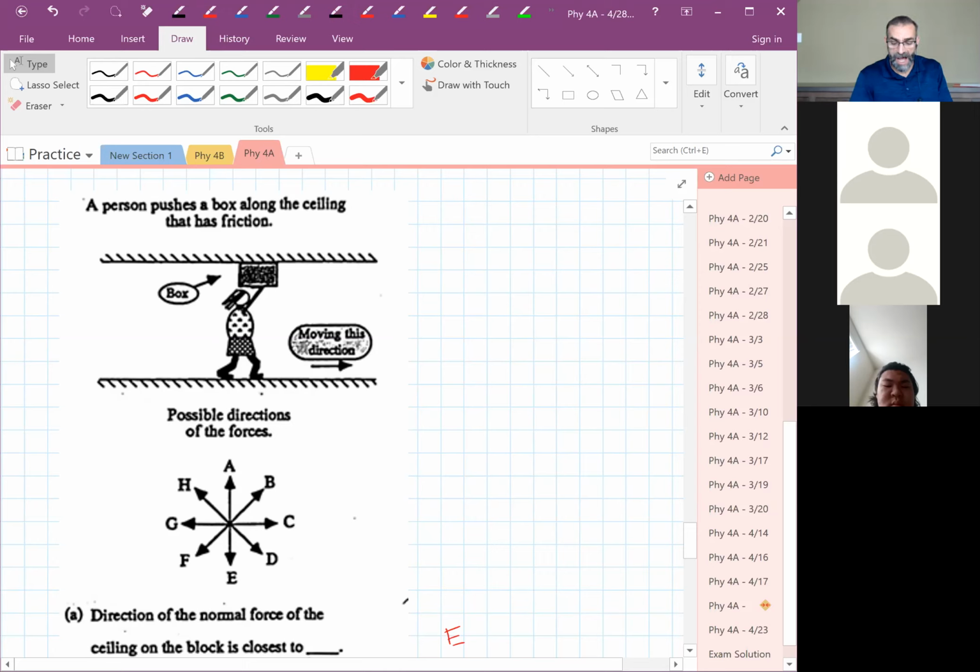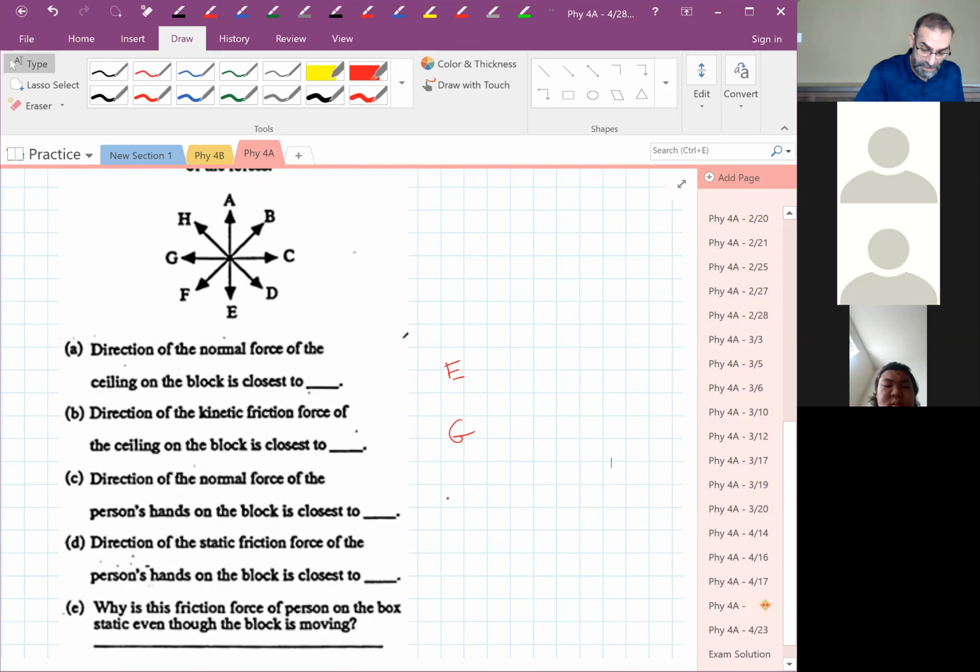The hands on the block, right? These are all the forces acting on the block. So what would happen if the hands weren't there? So what direction are the hands pushing on the block? Yeah, there we go. A, up. If the hands weren't there, the block falls to the ground, right? So the hands are pushing up. And in what other direction are they pushing?